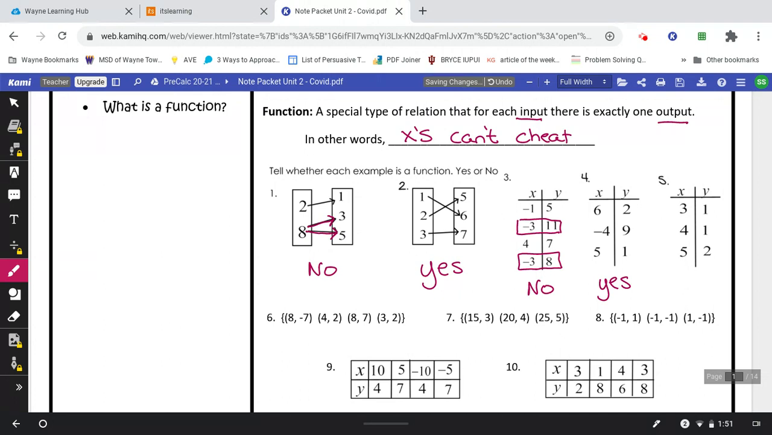5 is kind of a special situation. So the rule about this is the functions, the input has to have one output. They did not talk about how the output has to look. So even though this 3 is paired with 1 and the 4 is paired with 1, it is still a function. So I'll often explain it, I'll say the y's are allowed to cheat. It's the x's that can't cheat. So the y's can cheat and it still be a function.